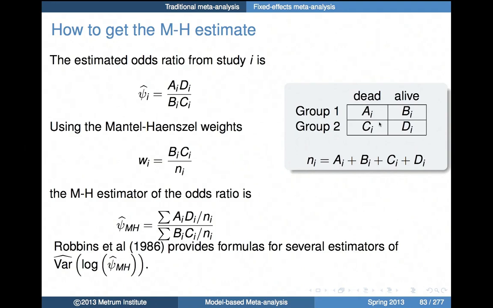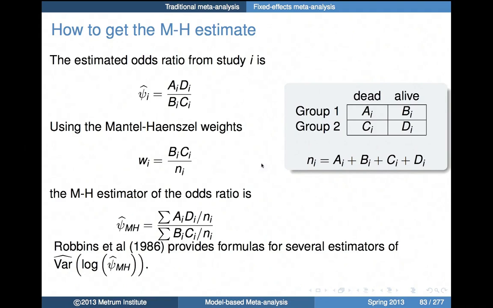And if we think about it, I'll just say that the Mantel-Haenszel odds ratio estimator itself is simply this formula here towards the bottom. That's the sum of the A times D divided by Ni for each study, that quantity divided by the sum of B times C over Ni for each study, where Ni is simply the total number of patients in that trial.